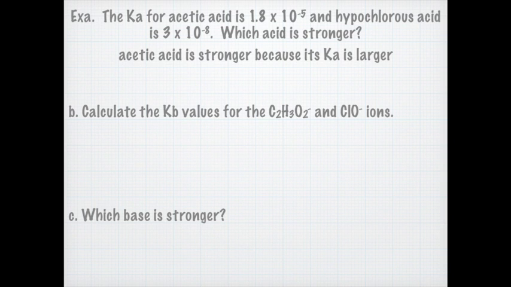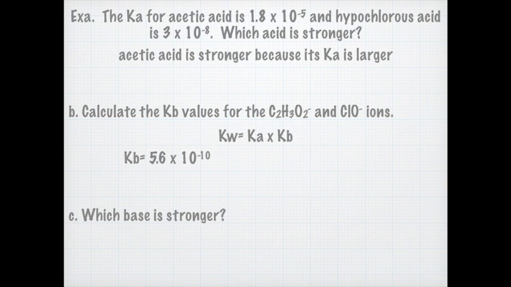Now, what we need to do is calculate the Kb for their conjugate bases. All you need to do is take your Ka times your Kb, set that equal to the Kw, and that will enable you to calculate the base dissociation constant. So for the acetate ion, I'm going to take 1.0 times 10 to the negative 14th and divide it by the 1.8 times 10 to the negative 5th. What I end up getting for the Kb is 5.6 times 10 to the negative 10th.